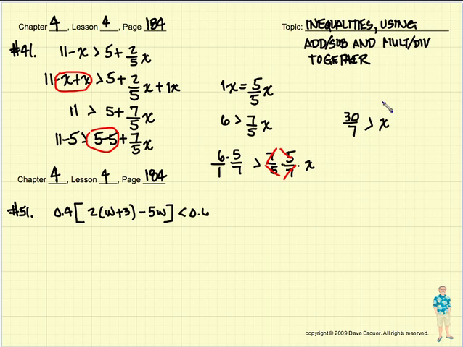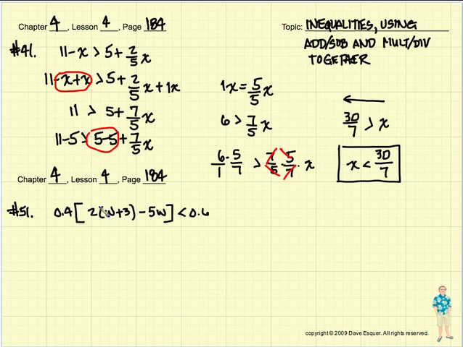If I wanted to rewrite this to have the x first, I'm going to look from the right to the left, so x is going to turn out to be less than 30 over 7. There's our solution to number 41. Number 51 looks a little more complicated.